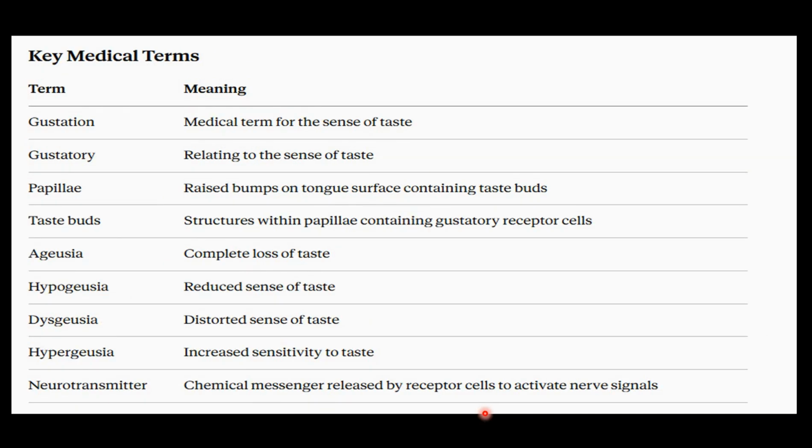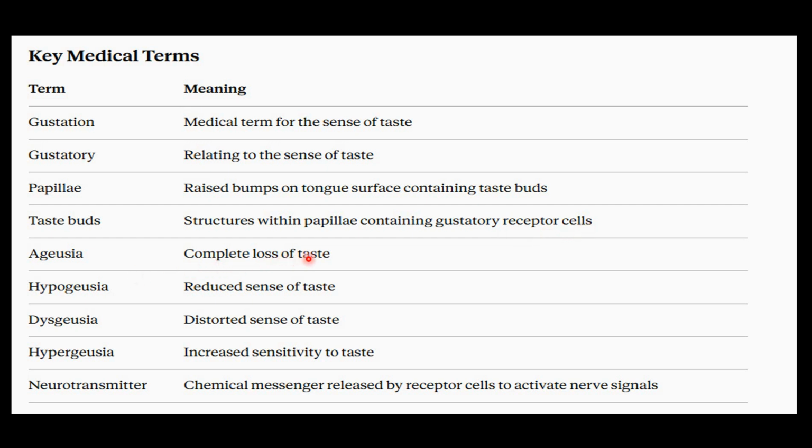Now we will talk about a few medical important terms, and then we will conclude the discussion. So today's terms and meanings are gustation, meaning term for the sense of taste. Then we have gustatory, related to the sense of taste. Papillae, raised bumps on the tongue surface containing taste buds. Then we have taste bud, which is a structure within the papillae containing gustatory receptor cells.